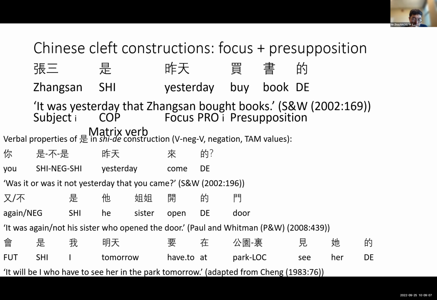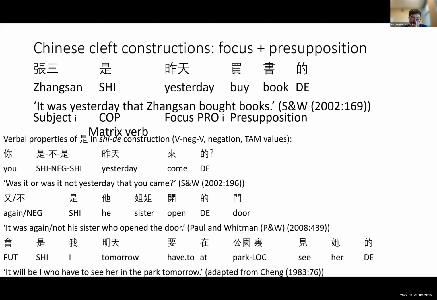So for example, 你是不是昨天来的? Was it not yesterday that you came? This is a standard test for testing finite verbs in Chinese, and it seems to apply here. We can also use adverbs and negation for sure. So for example, 又是他姐姐开的门, or 不是他姐姐开的门. So again, this looks like a verb, doesn't it?